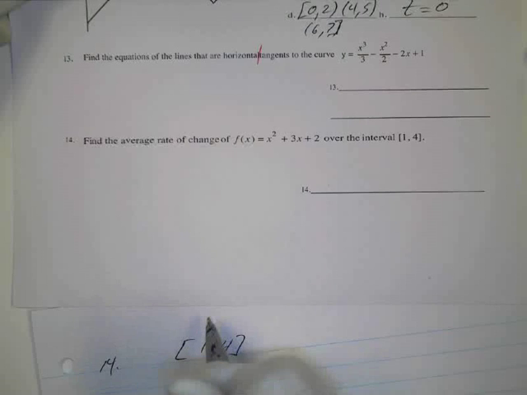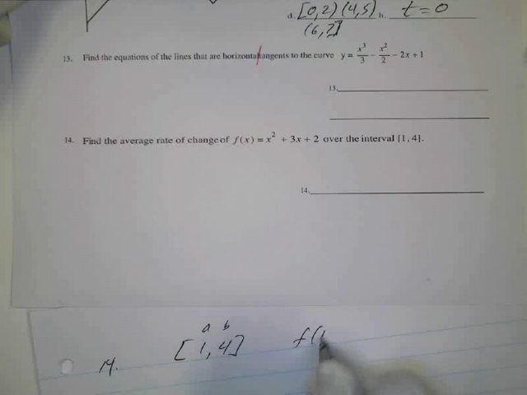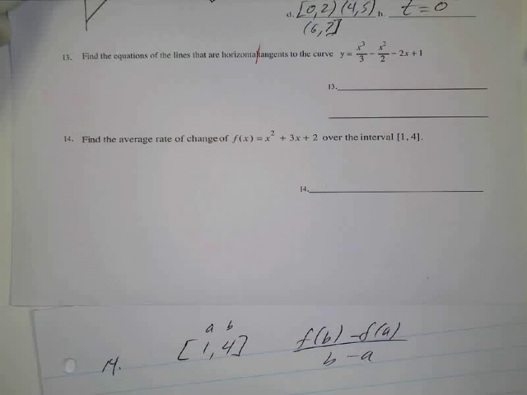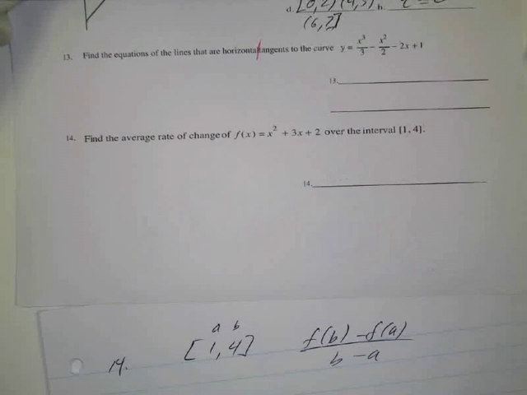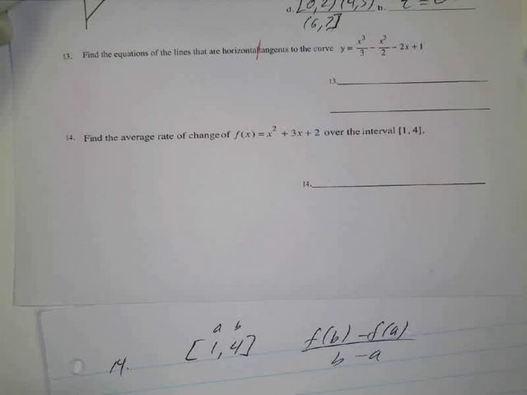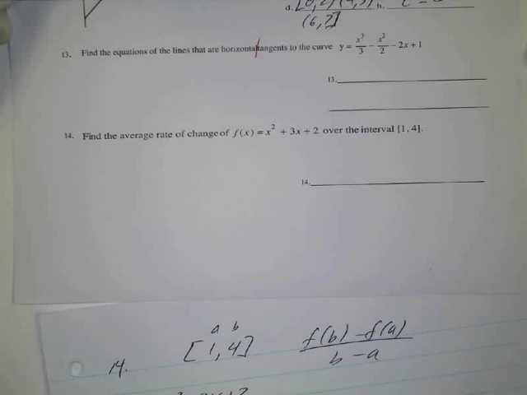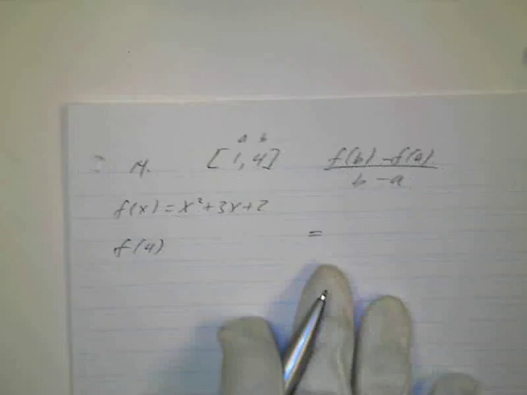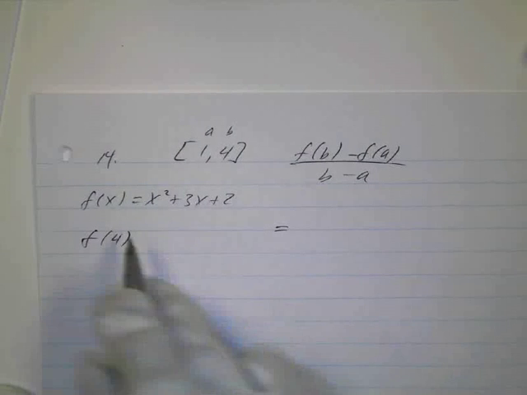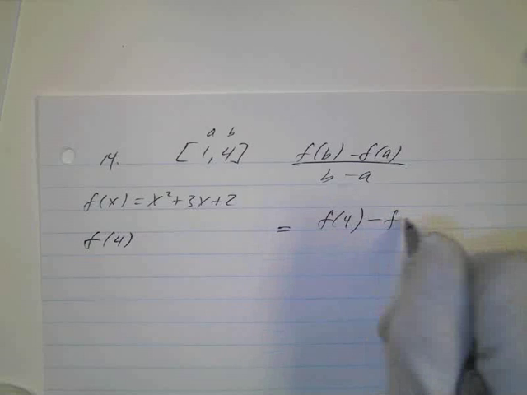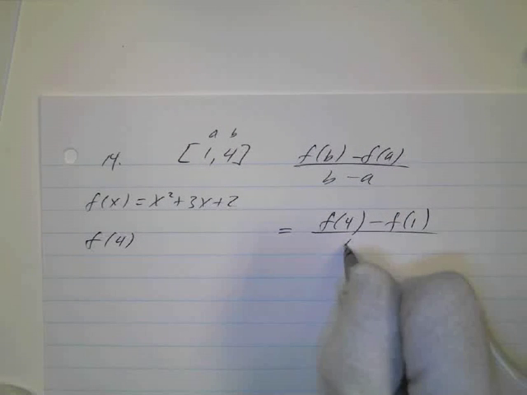Over the interval A, B, that's going to be f of B minus f of A, all over B minus A. So here's my function, f of x equals x squared plus 3x plus 2. My B will be 4, so I'm going to look for f of 4 minus f of 1, all over 4 minus 1.